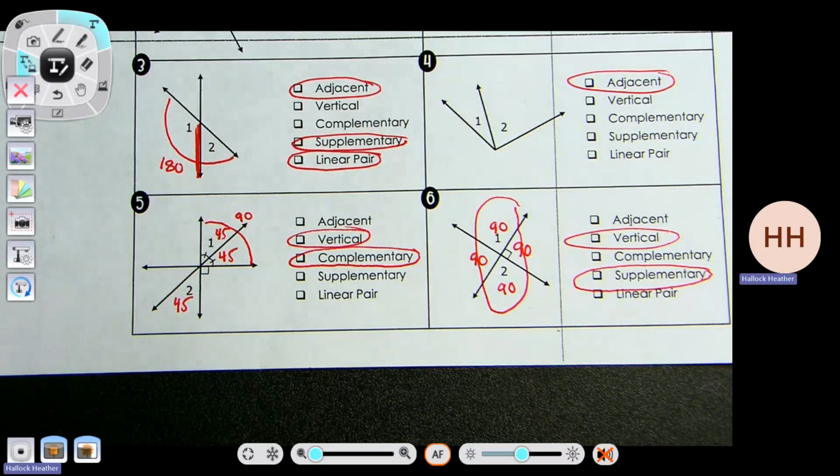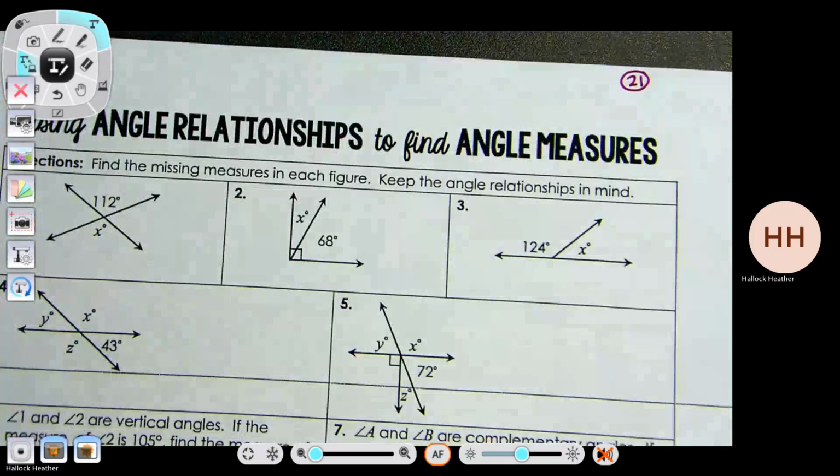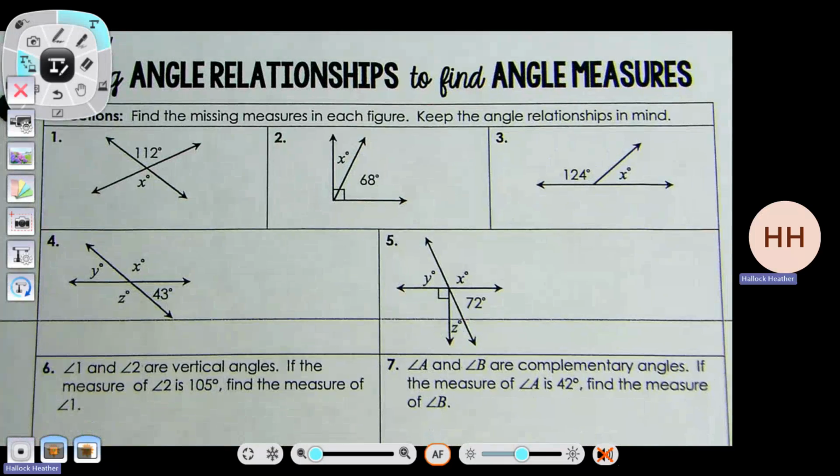So we're going to do some math with this now. If it's vertical, they're congruent. They're equal to each other. If it's not vertical, you have to add to make 180 or 90. You have to figure out what you want to do. There's more than one way to do these problems, so keep that in mind. So, try 1, 2, and 3.